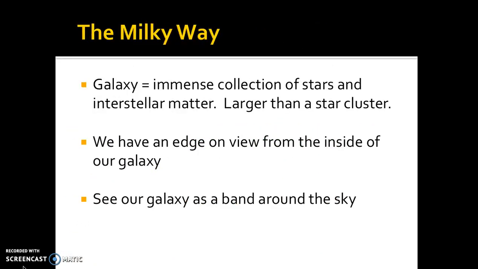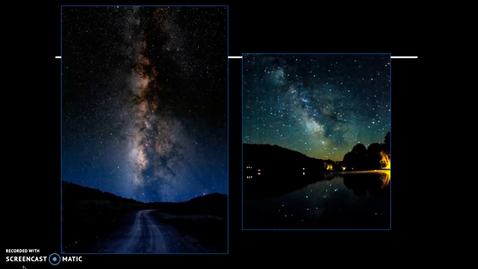Okay, so what is a galaxy? A galaxy is an immense collection of stars and interstellar matter, much larger than a star cluster. We see our galaxy as a band around the sky, and we have an edge-on view because we are on the inside of our galaxy. If you ever get a chance to go out to a dark sky away from city lights, you have the chance to see the inner workings of our Milky Way galaxy.